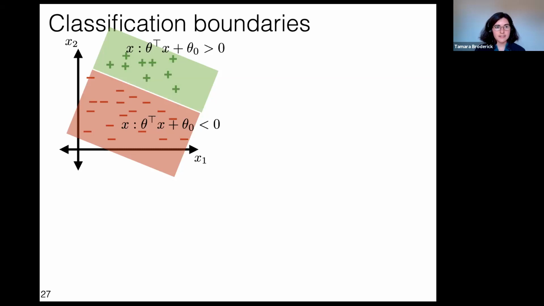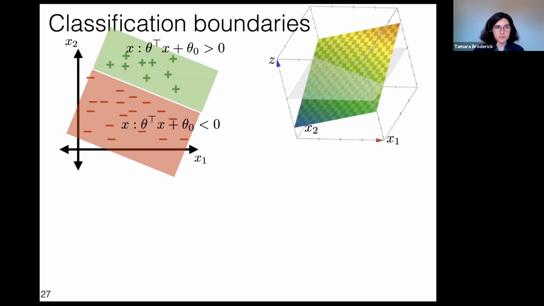But let's think about a different way that we could visualize what's going on. What's happening here is that I've introduced a new dimension. Let's call that dimension Z. On the horizontal axis, we have x1. x2 is the axis that's kind of hidden behind this colorful hyperplane. And then Z is popping out of the page.